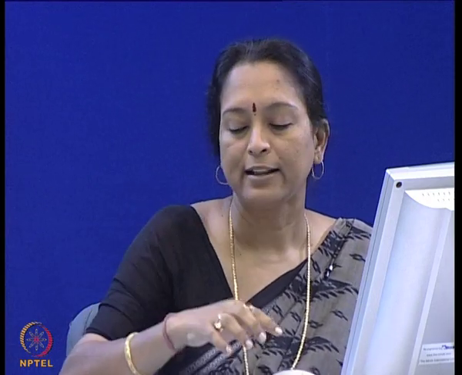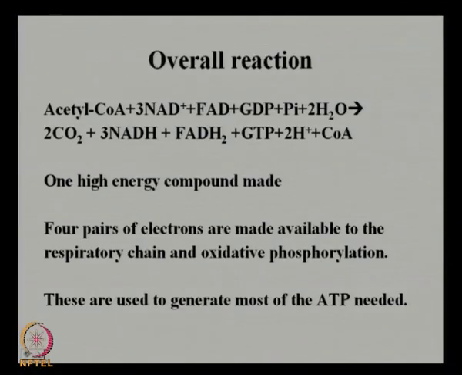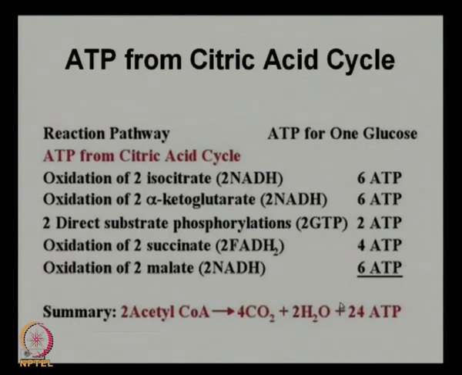And when 1 glucose is producing 2 molecules of pyruvate, then this entire thing is getting doubled. One high energy compound is made, and 4 pairs of electrons are made available to the respiratory chain of oxidative phosphorylation. These are used to generate most of the ATP which is needed.